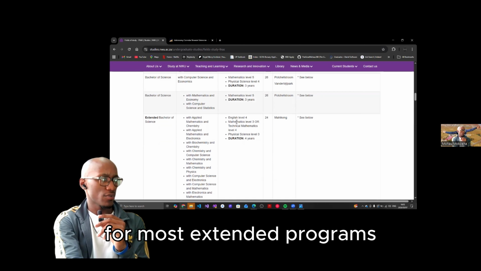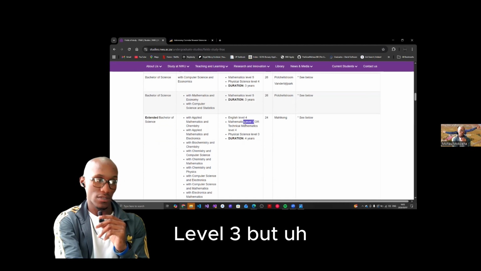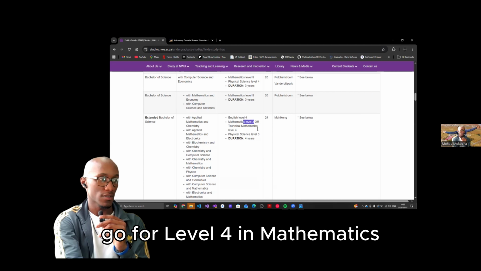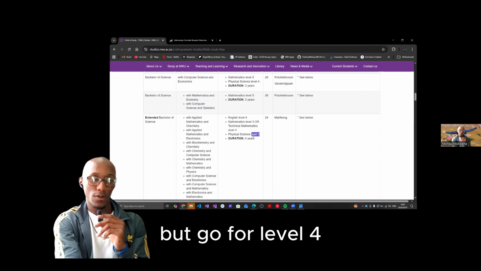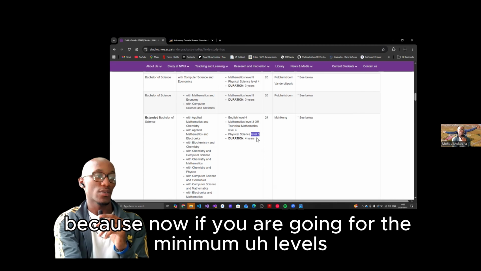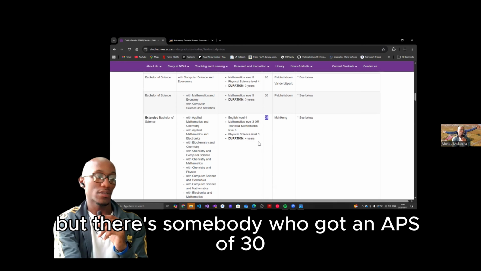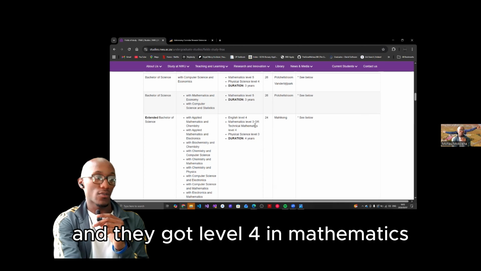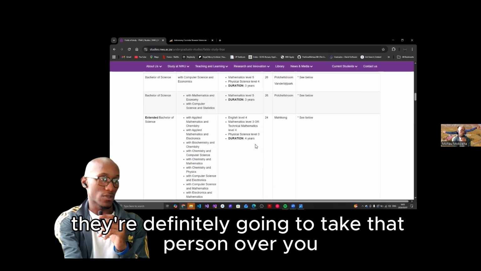For most extended programs, you just need level 4 in English, level 3 but go for level 4 in mathematics. Technical mathematics, you need level 4, and then physical sciences level 3, but go for level 4, because if you're going for the minimum levels, the APS might be 25 or 24, but there's somebody who got an APS of 30 and they got level 4 in mathematics, level 4 in physical sciences. They're definitely going to take that person over you.